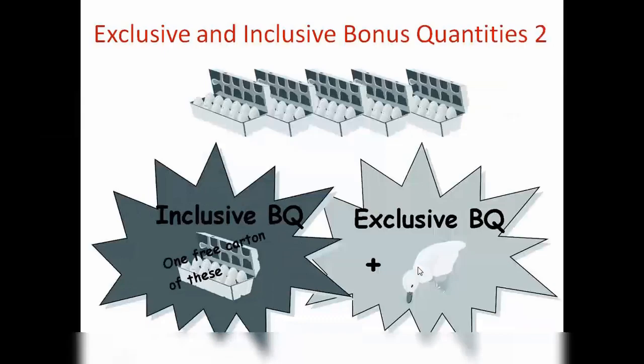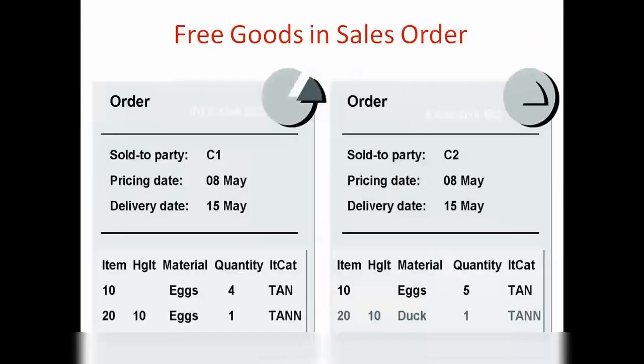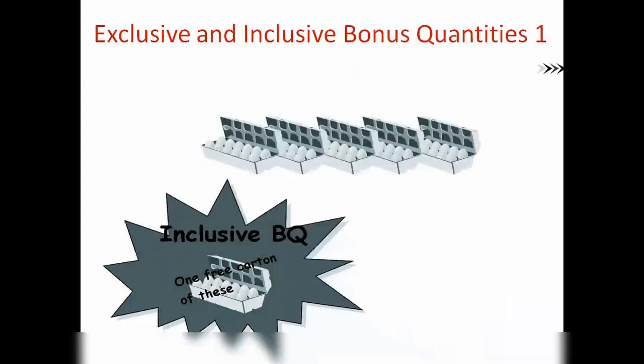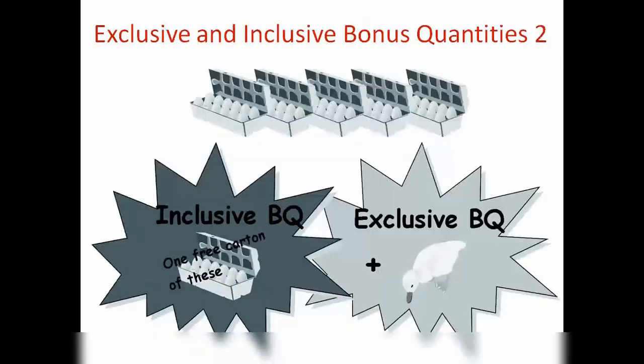There are two types of free goods. One is called inclusive and one is called exclusive. Inclusive is, for example, if my company is selling eggs and you want to give the customer free eggs, whatever you're selling, the same thing is free. It's not something different.